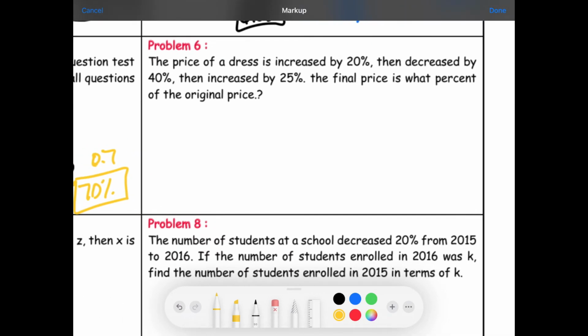Price of a dress increased by 20%, then decreased by 40%, then increased by 25%. So just like before, if it's increasing, you could do 20% of the cost and then add it, or you could just do 1.20 because that would be like 120%. Then it decreased by 40%, so 0.60, right? Because 100% minus 40%. Then it increased by 25%. What is going on here? Oh, I must have started this one over.